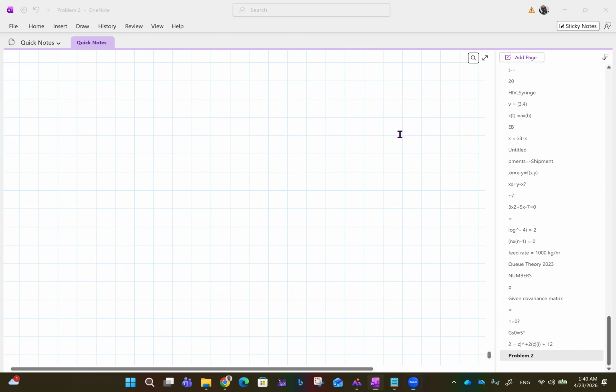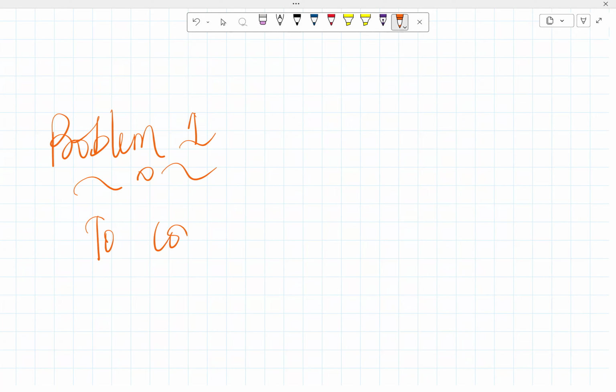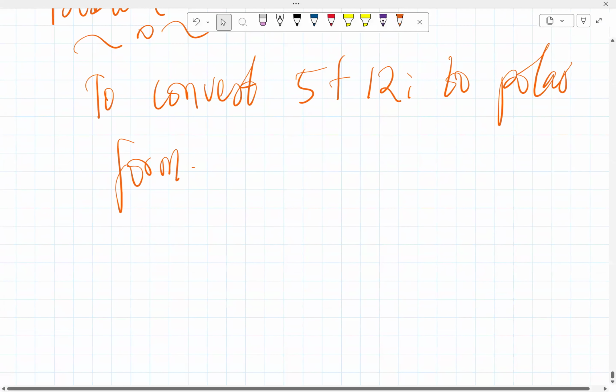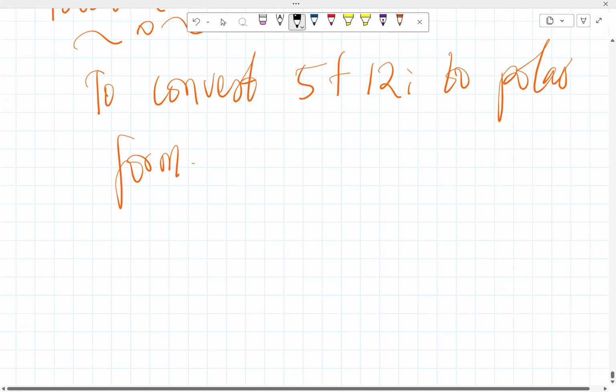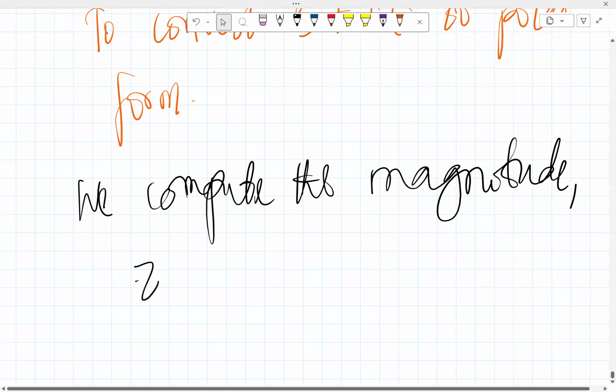So problem 1. We want to convert 5 plus 12i to polar form. Of course, to do this, the first thing is we compute the magnitude. So we can say that z equals 5 plus 12i.